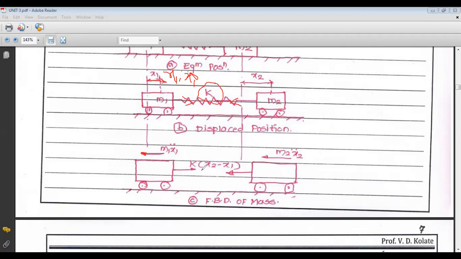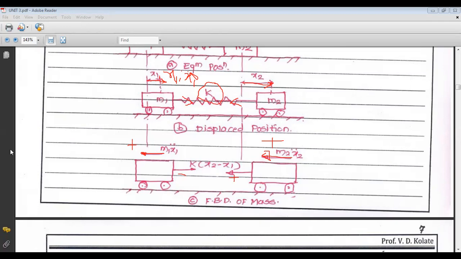Now if we see the mass m2, x2 is on the right hand side. So the inertia force m2 x2 double dot is on the left hand side, and this is the spring force. Now we are taking the inertia force direction as positive. So for m1 this is positive, this is negative. For m2 this is positive, this is also positive.